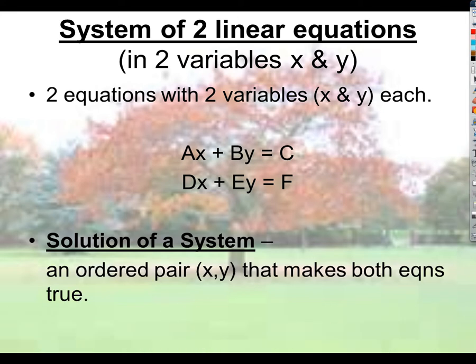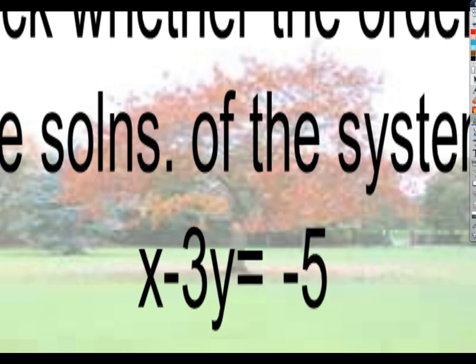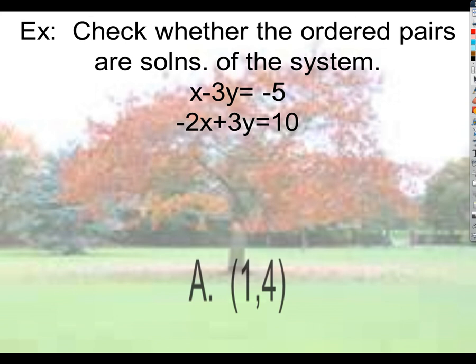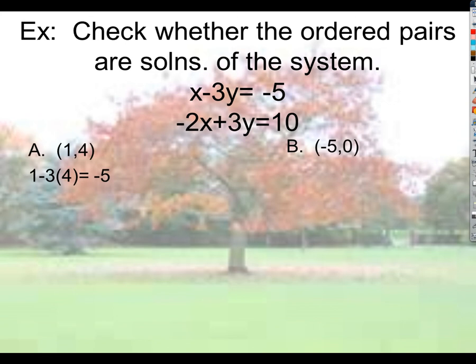So an ordered pair that makes both equations true. Let's take a quick example. I've got these two possibilities: the ordered pair 1, 4 and the ordered pair -5, 0. If I try 1, 4 in that first equation, I get an answer that doesn't work. When I plug 1 in for x and 4 in for y, I get the result -11 equals -5. So is there any way that could be a solution to the system?